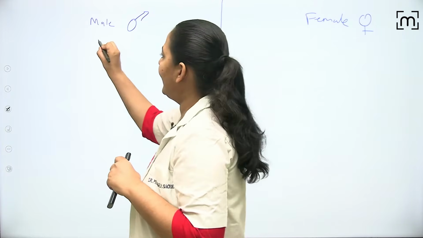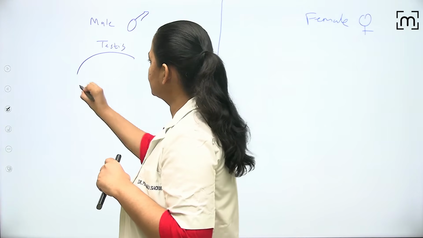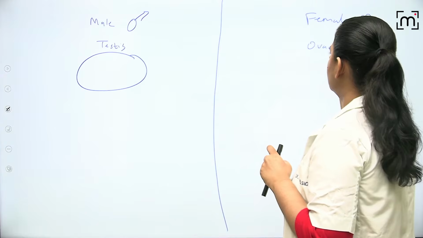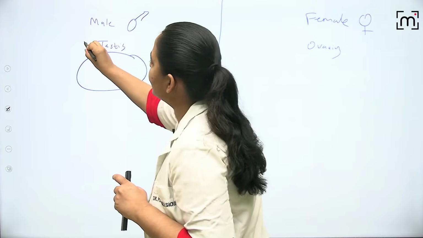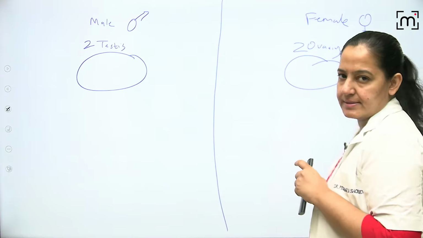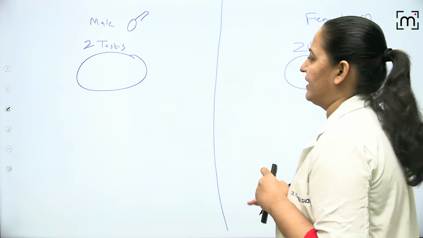Now inside the male, there are testes. So this is the testes, right? Inside the female, there are ovaries. So males have two testes and females have two ovaries. These are the gonadal organs, the genital or gonadal organs present in male and female respectively.